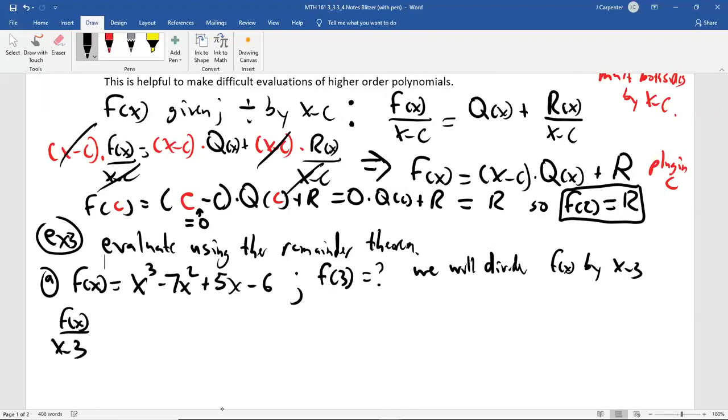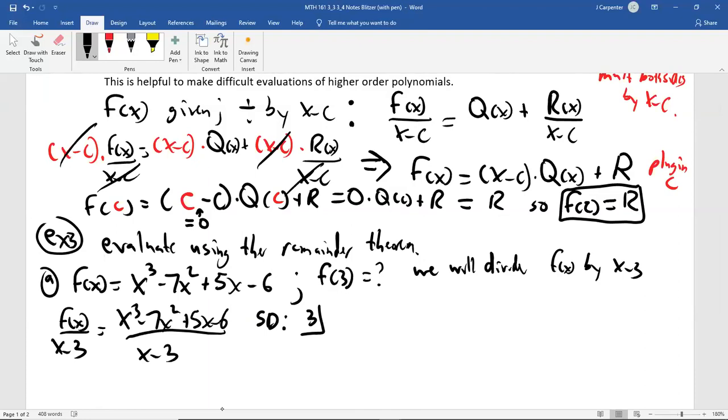Why a minus 3? Because we're plugging in a positive 3. This is the number that would go in the half box. So we have to change the sign for the division. So that's x cubed minus 7x squared plus 5x minus 6 over x minus 3. And you could do this with long division, but we're going to use synthetic division because it's quicker. That says 3 goes in the half box. The number being evaluated is the same sign as what goes in the half box. These are the same. You're changing the sign when you're putting that number in the bottom, the x minus the number.